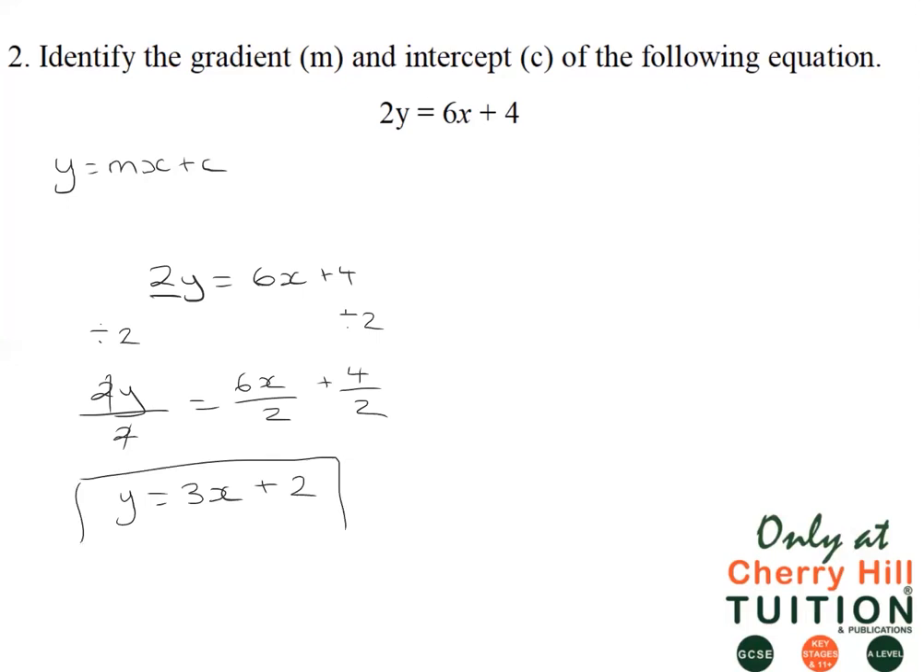And we now have this in Cartesian form. And we can identify the gradient and the intercept because y is equal to mx plus c. So m, which is the gradient, is 3, and c, which is the intercept, is 2. And that's your answer. So have a go at this on your own without looking at my working out to check if you get the right answer.